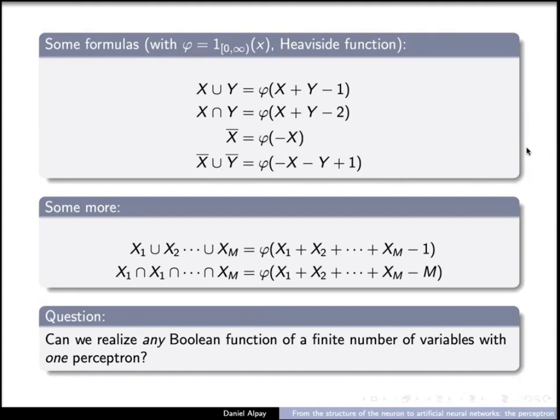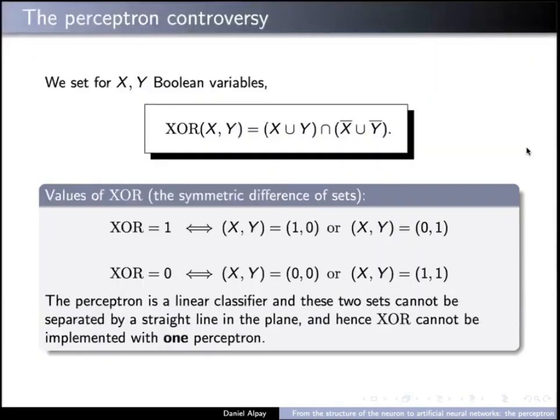Suppose that I have at this point (0,0), (1,1), (0,1), and (1,0). It corresponds to a certain logical Boolean function. I will mention this, but this you cannot separate by a straight line. So that was the Perceptron controversy. You look at the XOR function, or if you want the symmetric difference in sets.